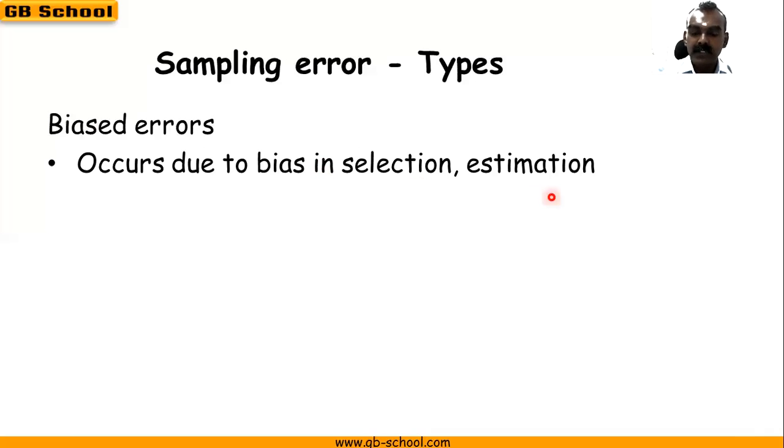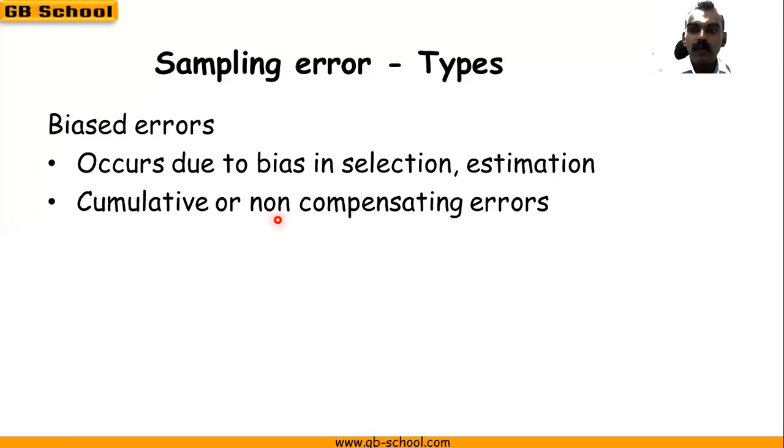Next, estimation. In sample size estimation also, if we estimate the sample size based on the convenience of the researcher, the availability of money and other factors, if we estimate the sample size in a biased way, that is also one of the types of sampling error. So these errors are otherwise called cumulative errors or non-compensating errors, because we cannot compensate for these errors and they add on to the overall research process.